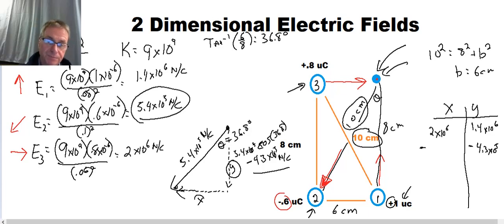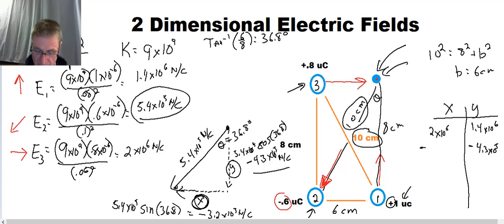All right, so I've got my y value. In the same way, I can now figure out what my x value is. But this is the opposite side, so I'm going to need to use the sine. So it's going to be 5.4 times 10 to the 5th newtons per coulomb times the sine of 36.8 degrees. And that value turns out to be negative 3.2 times 10 to the 5th newtons per coulomb. So I'm going to add that to my table over here: negative 3.2 times 10 to the 5th newtons per coulomb.